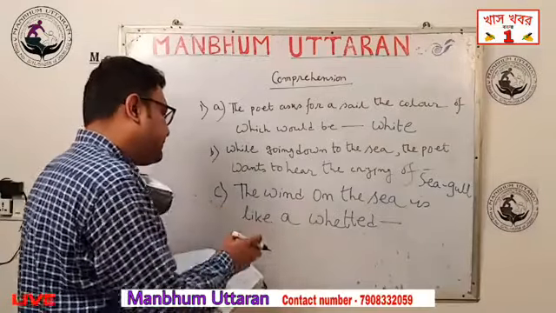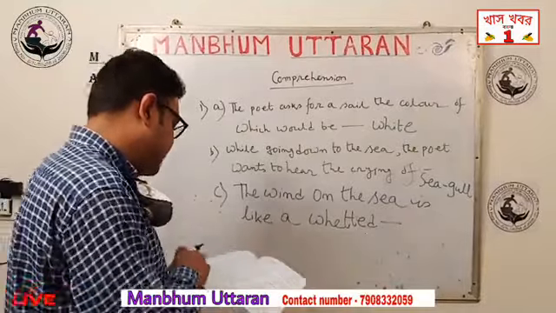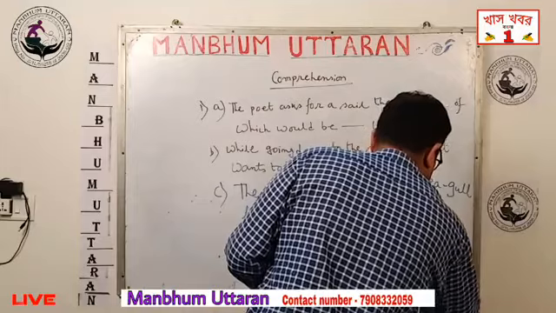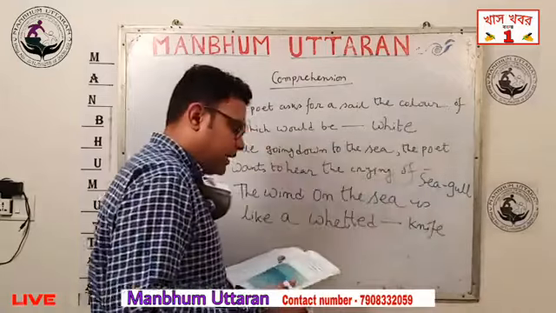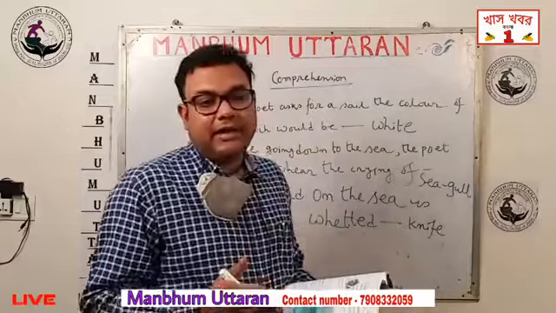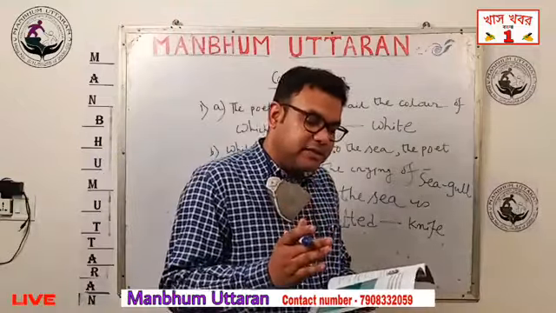Let us come to point number C. The wind on the sea is like a whetted knife. The answer is knife. It is clearly mentioned in the second line of the third stanza: to the gull's way and the whale's way, where the wind's like a whetted knife.